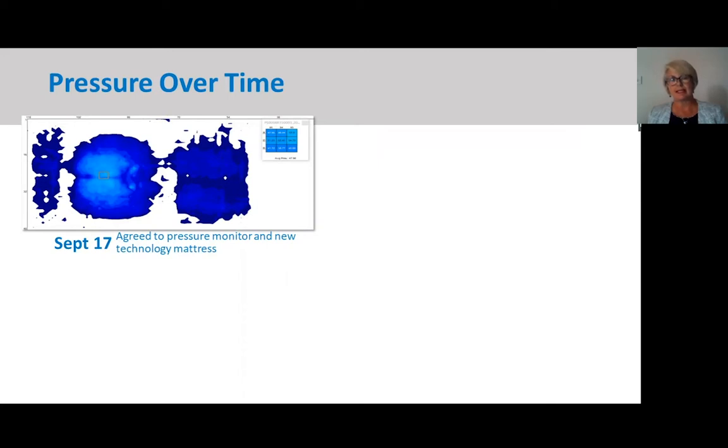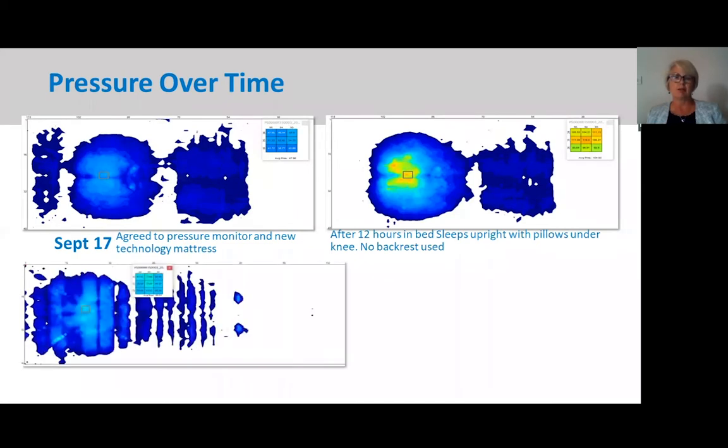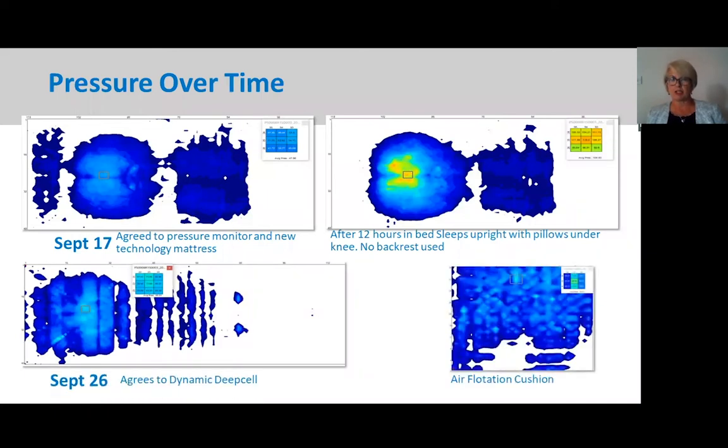And as you can see, at the beginning of the pressure monitoring, it appeared that the mattress was providing really good pressures. But after 12 hours, you can see that the foam is compressed and providing this picture with very high pressures in the sacral area. And because of this, we were able to discuss with the patient about changing to an alternative mattress and an alternative cushion, and she went on to heal.